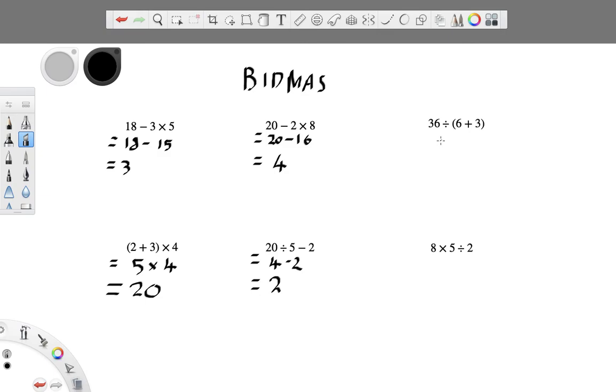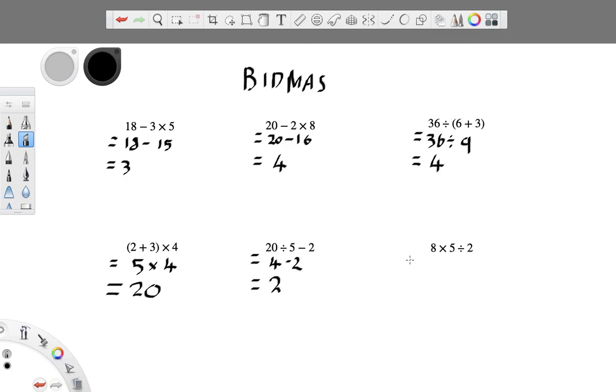So then next question, 36 divided by 6 plus 3. And obviously the 6 plus 3 here is in brackets. So the acronym tells us that we have to work the bracket out first. 6 plus 3 is 9. And it's 36 divided by 9. 36 divided by 9, which is the next thing we have to do because there were no indices, so we move to division. And 36 divided by 9 is 4.